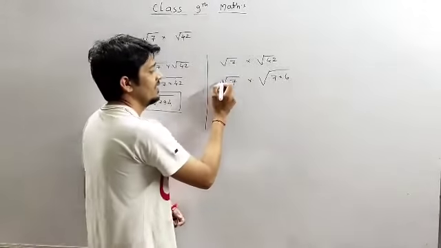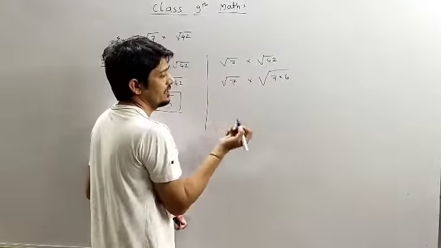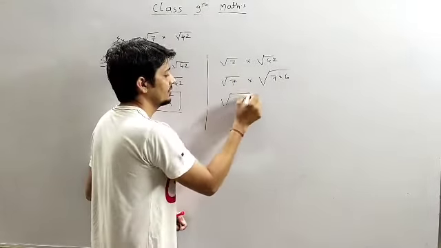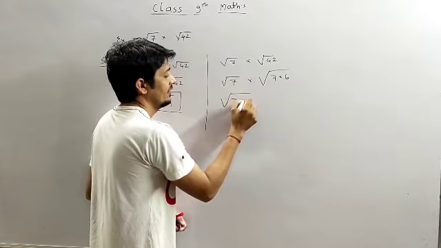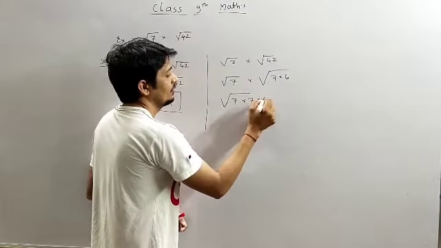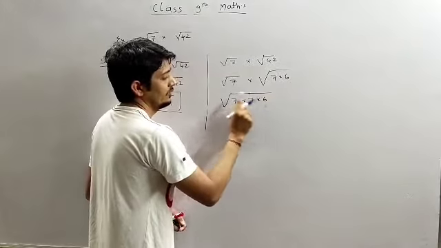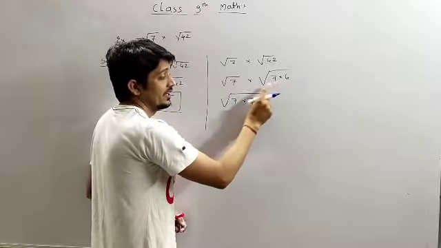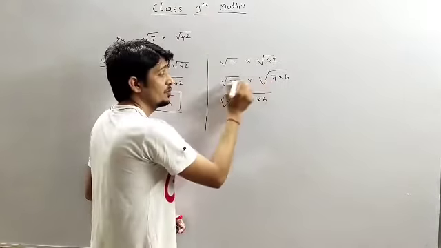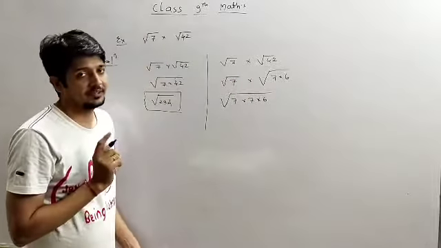Again here both the surds have the same power. So we can write 7 into 7 into 6. We do this when their powers are the same.